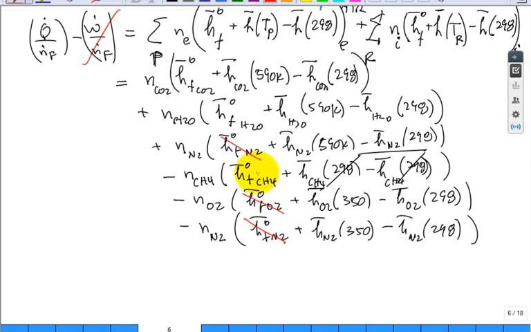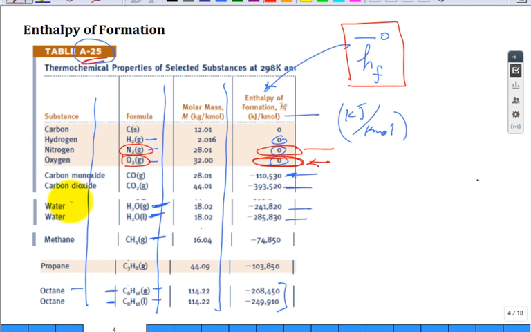I have to get the enthalpy of formation for the carbon dioxide, water, and the methane. Come back to my table. Where's methane? Methane right here. This number I need, negative 74,850 kilojoules per kilomole, right? That goes in. That's my standard enthalpy of formation. What about the carbon dioxide? I need this number, negative 393,500. The other one was the water, H2O.